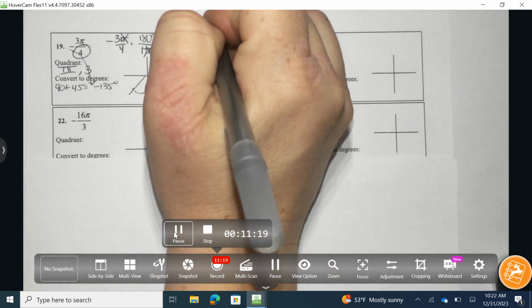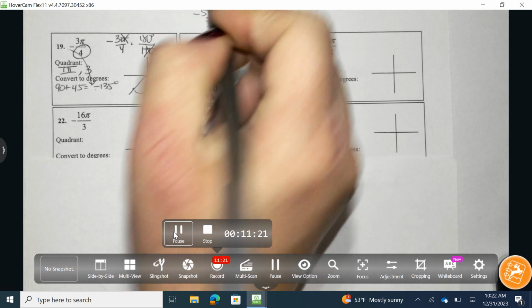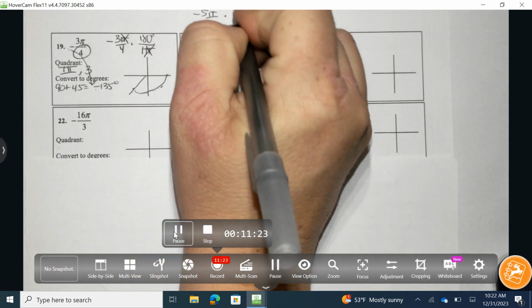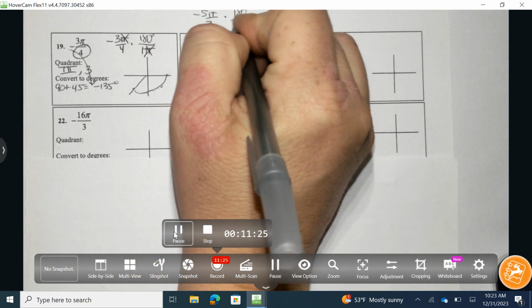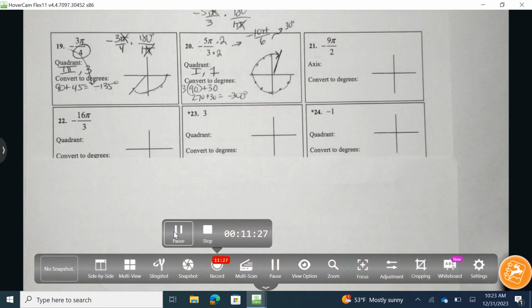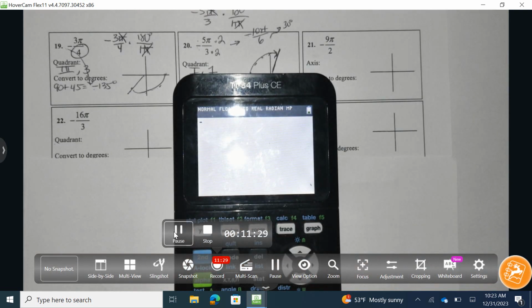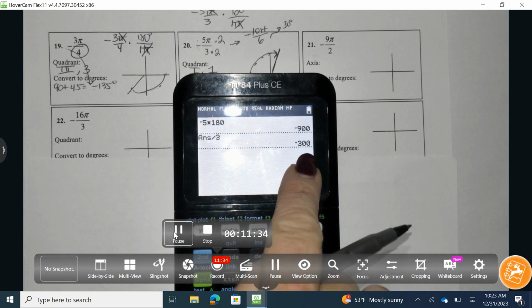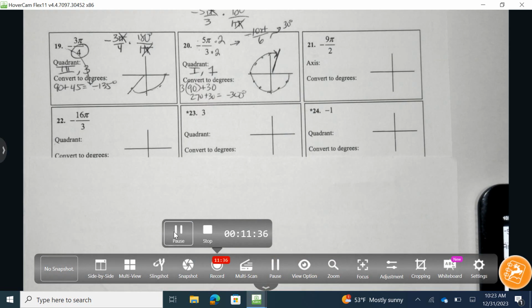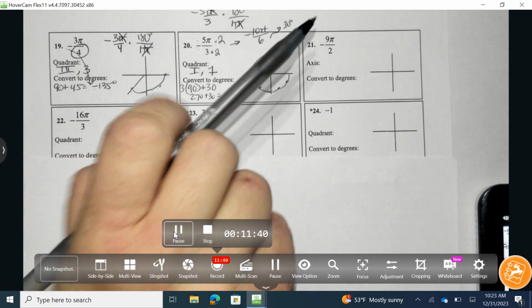Others may choose to take this negative 5 pi over 3, the negative sign is going to push up with the numerator, and take it times 180 over 1 pi. The pi's are going to be reduced, and I have negative 5 times 180 divided by 3, and I achieve the exact same answer.